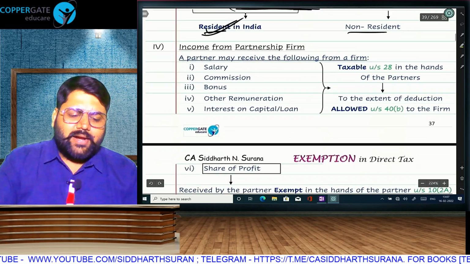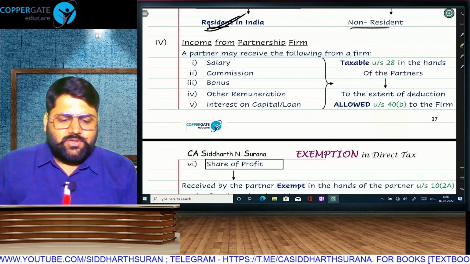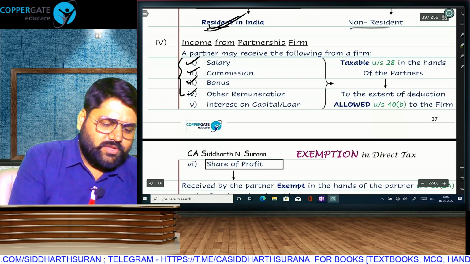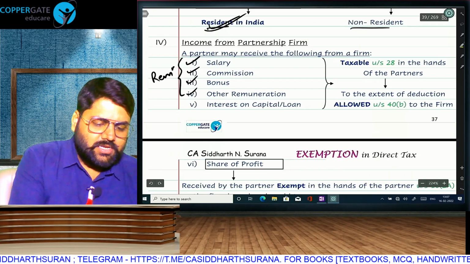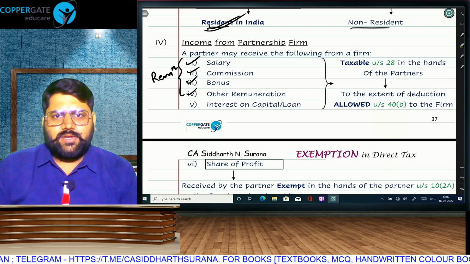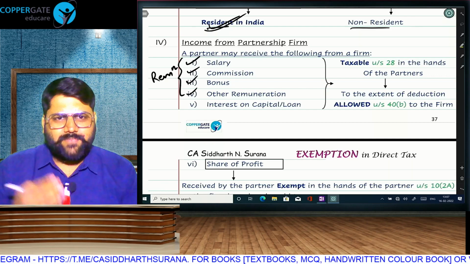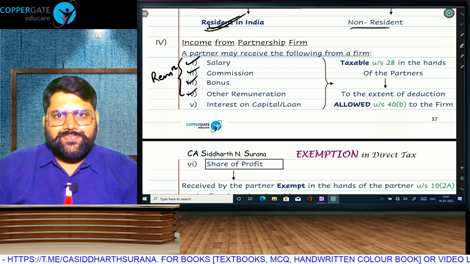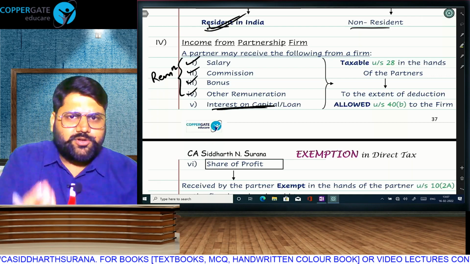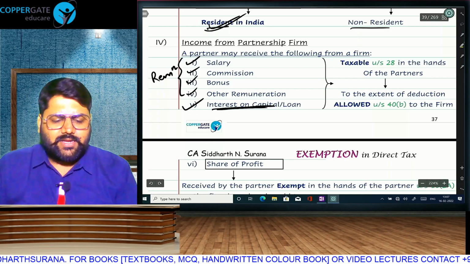Next, a partner may receive multiple things. As a partner, you will receive salary, commission, bonus, remuneration. We actually use one word for all these things, remuneration. Whenever you are a working partner, you will be given remuneration from the firm. So only working partners obviously will get it. And if you have provided funds, you can be a sleeping partner also. If you have contributed to capital, then you will get interest on capital.